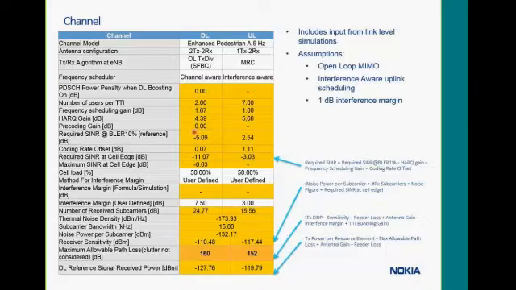So if we're looking at our link budget, and at the channel model portion of the link budget, we're looking at the different aspects of it. If we have TTI bundling enabled in the uplink, it affects the SINR at our cell edge. It does affect our receiver sensitivity, and the maximum allowable path loss is increased, because of TTI bundling in open loop MIMO in this case. So we're assuming open loop MIMO, interference aware scheduling, and we have 1 dB of interference margin.